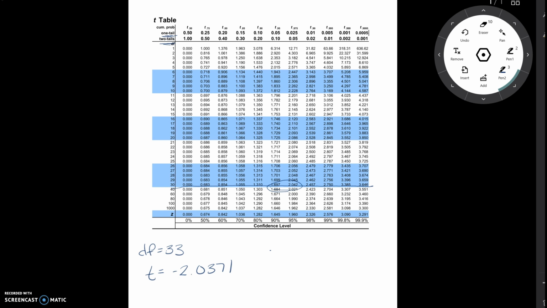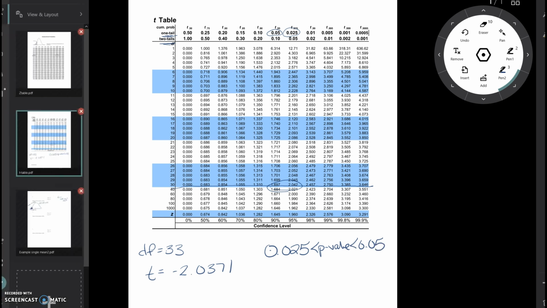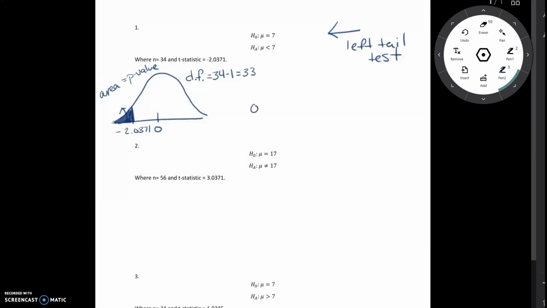Moving up, we know that our p-value is somewhere between 0.05 and 0.025. When we write it down, we want to write the smaller value first. The p-value is bigger than the smaller one and less than the bigger of the two. So going back on our paper, we would say that the p-value is somewhere between 0.025 and 0.05.